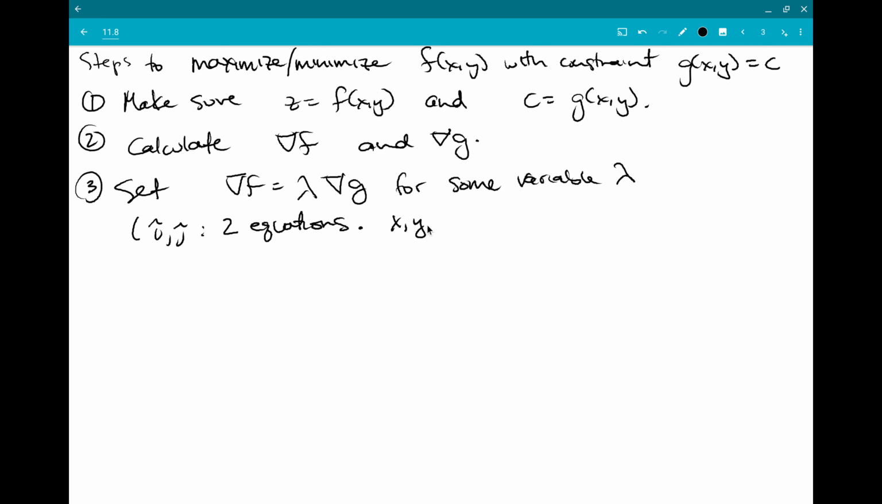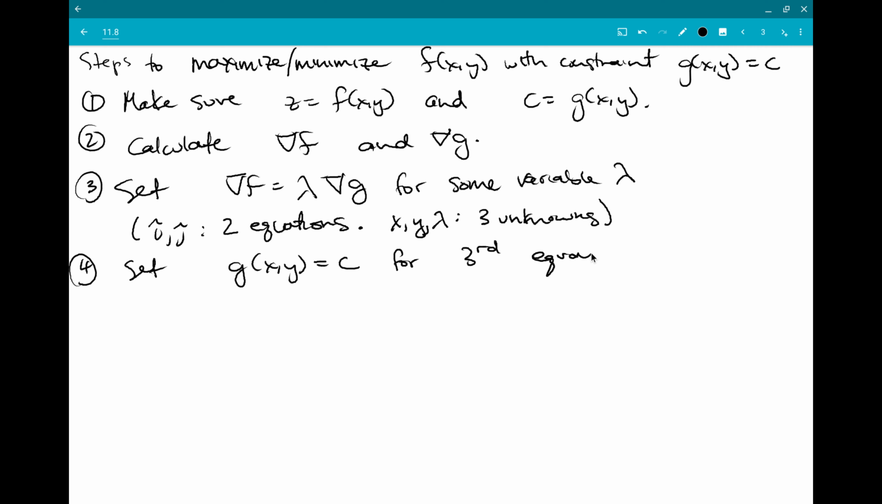And then just like before, we're going to have x and y we don't know, but we also introduced this lambda. So we actually have three unknowns. And so this should tell you right away that we're missing something after this step. And what we're going to also have to do is introduce a third equation, g of xy equals c. That was given to us. And that'll give us a third equation where we have three unknowns. And that's the kind of thing we can solve.